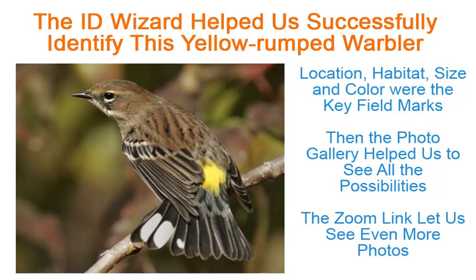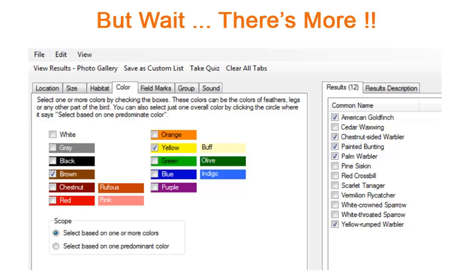Key inputs were the location, habitat, size, and color, and then the photo gallery helped us narrow down the possibilities. When we zoomed in on the yellow-rumped warbler photos, we were positive. Now that you've learned to use the identification wizard, let me show you a few tricks.